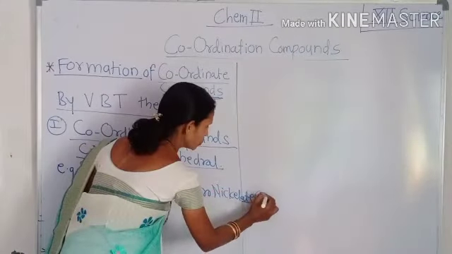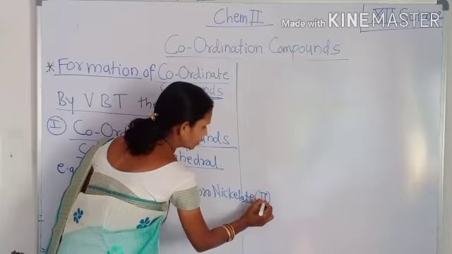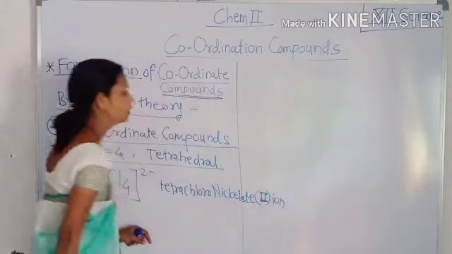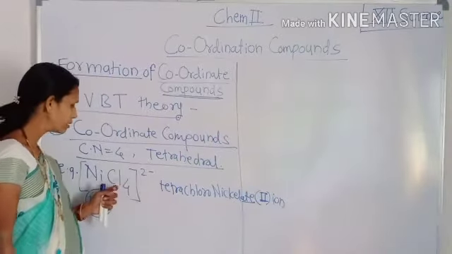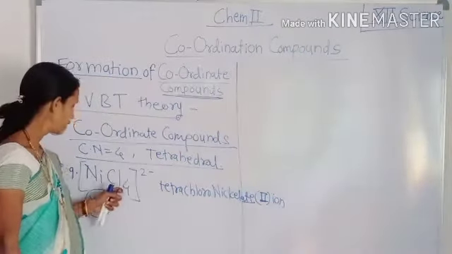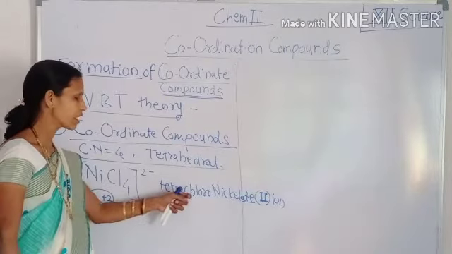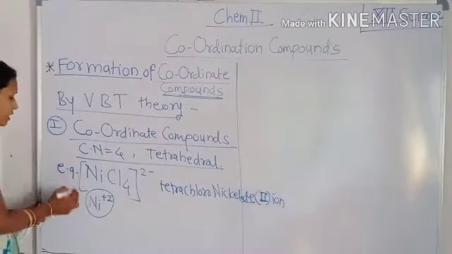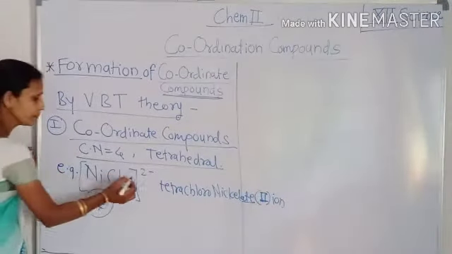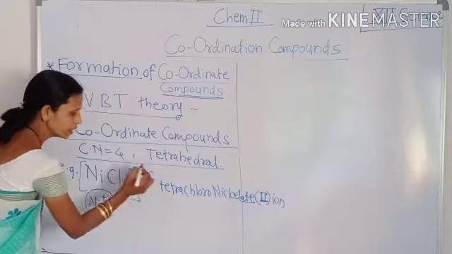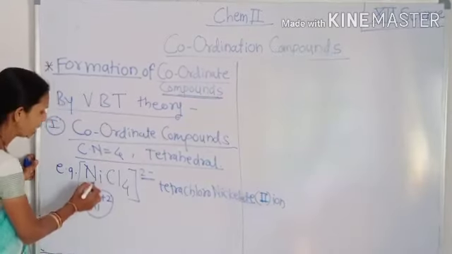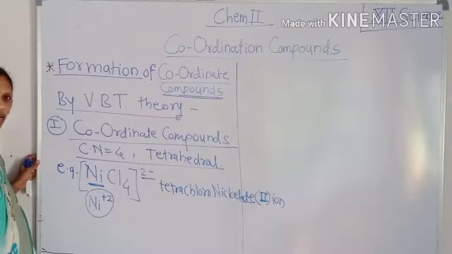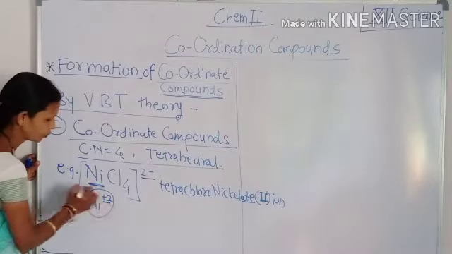Therefore, in parenthesis we have to write 2, the Roman numeral 2, and as it is an ion, the suffix ate is used. Then the IUPAC name of this complex is tetrachloronickelate(II) ion. In this complex the charge is -2 and the oxidation state of the central metal ion is +2.